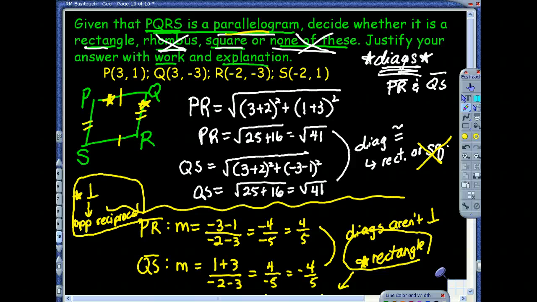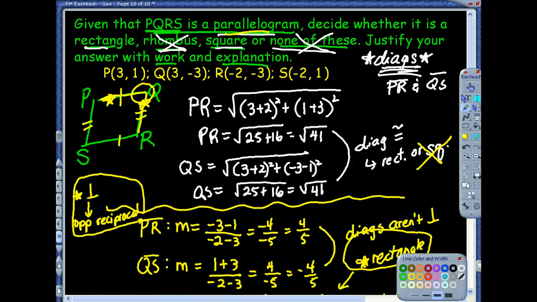You would still then have to find out if we have right angles or not. So you could find the consecutive sides and their slopes to see if we have a right angle. And if one is a right angle, then all of them are going to be, because it's already a parallelogram. So we already know opposite angles are congruent, and consecutive angles would also be supplementary.